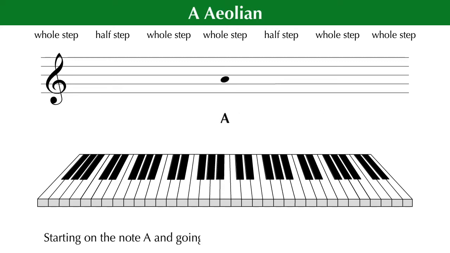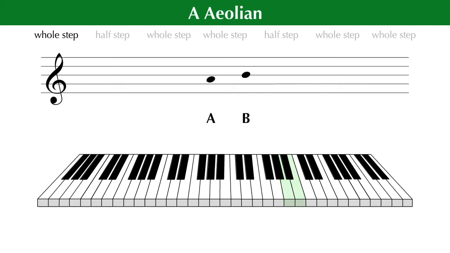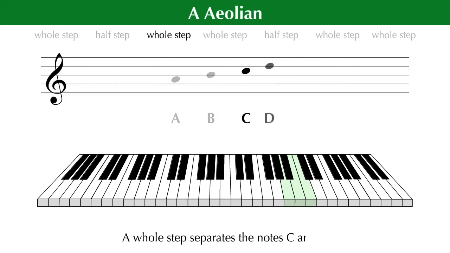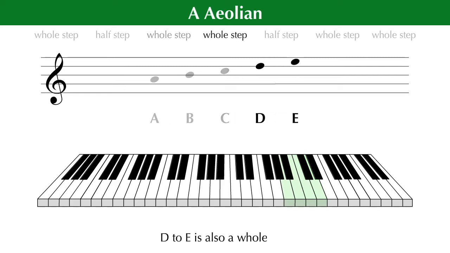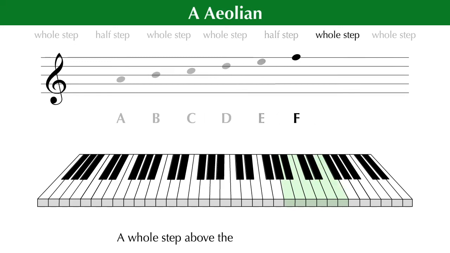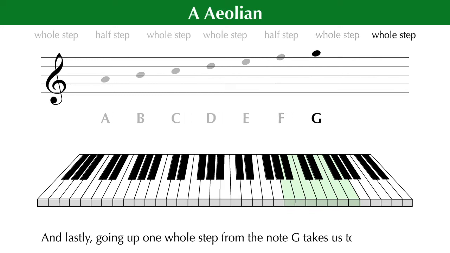Starting on the note A and going up one whole step takes us to the note B. A half step above the note B is the note C. A whole step separates the notes C and D. D to E is also a whole step. A half step separates the notes E and F. A whole step above the note F is the note G. And lastly, going up one whole step from the note G takes us to the note A.